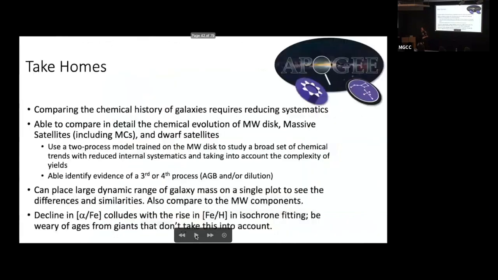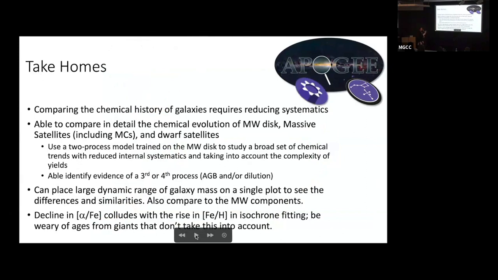Okay, so comparing the chemical history of galaxies requires reducing systematics so that you don't have these offsets between systems. We can look at the detail of the Milky Way disk, massive satellites, and the dwarf satellites. Using the two-process model that is well-trained on the disk, we can see the evidence of a third or fourth process and start to fit that process as well.